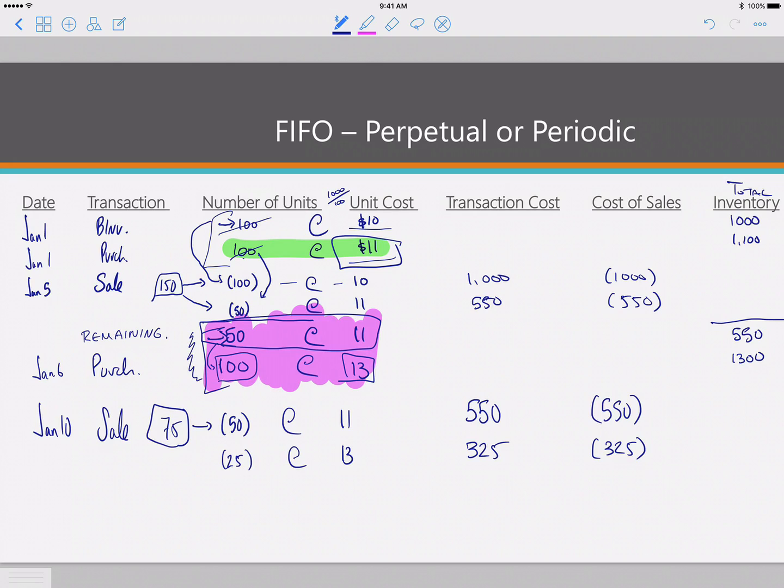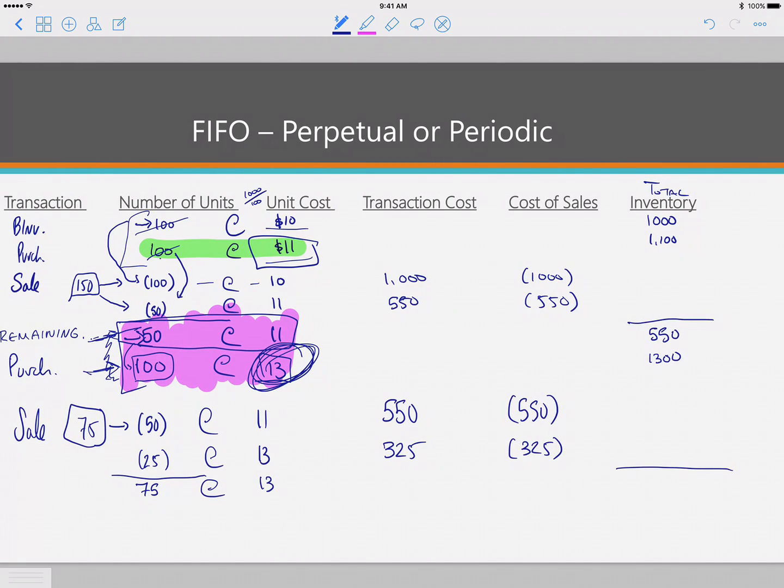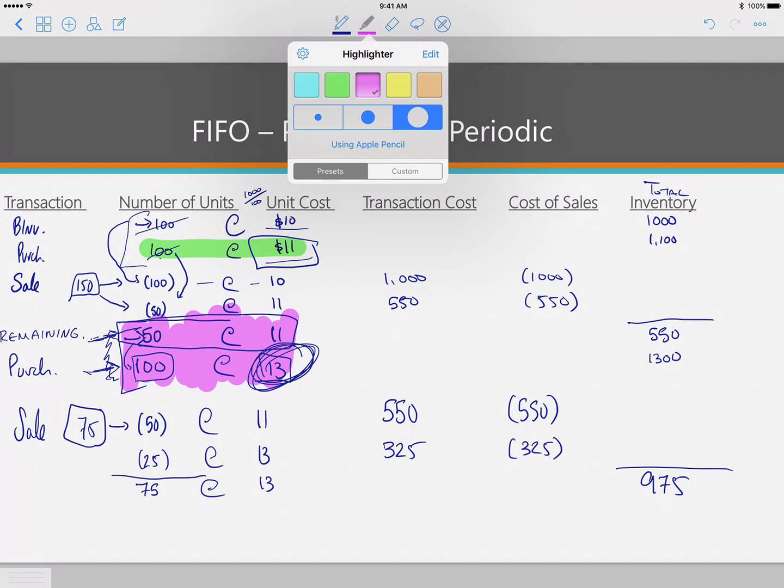So what do we have left over? Well, these 50 we sold through, and of the 100 here, we only have 75 remaining. So that's going to be part of our ending inventory. So 75 units, and how much did we pay for them? Well, we paid 13, so 75 at $13. So 75 times 13 is 975, and that's going to be our ending inventory for the period, $975. And for our cost of goods sold, we can just add up this column over here.